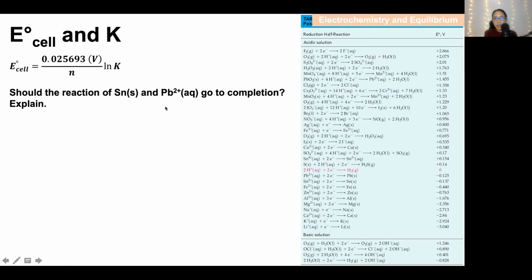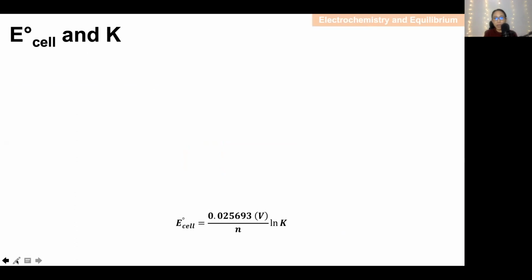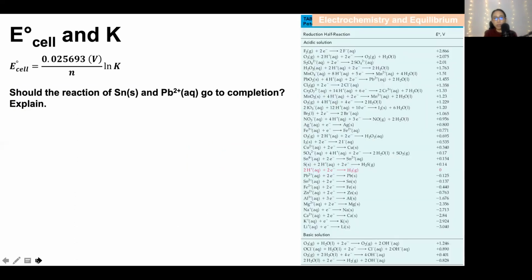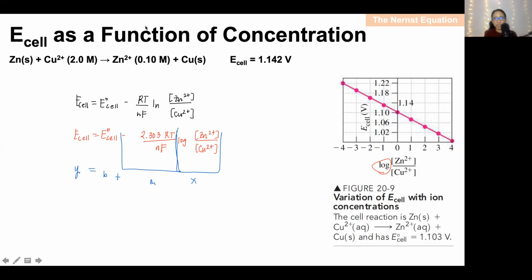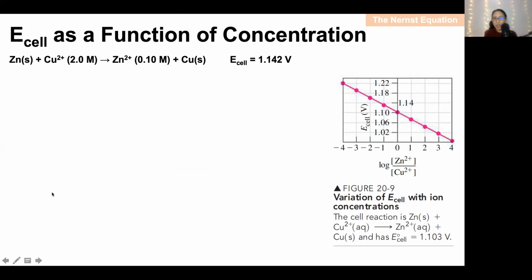So I guess I will end the recording here and then we will continue with some exercises using this equation, your standard cell potential and equilibrium constant, and using our Nernst equation. Okay, so this ends this recording and hopefully you are slowly developing appreciation for electrochemistry.